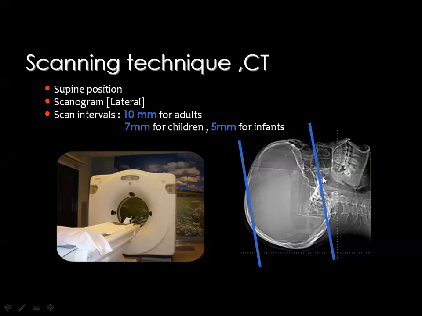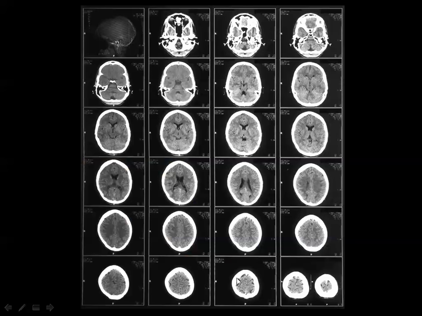This line is the reference line in any of the radiographic examinations of the skull, and also in the examinations of the brain by CT scan. The scan intervals are usually taken at 10 millimeter slices for adults, 7 millimeter for children, and 5 millimeter for infants. Then, after finishing the scan, we have the sections starting from the skull base going up until you reach the vertex of the skull.